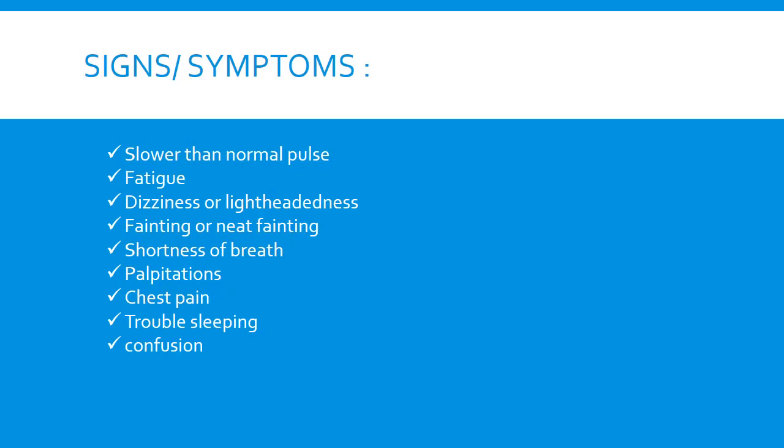So the signs and symptoms of Sick Sinus Syndrome include slower than normal pulse, fatigue, dizziness or lightheadedness, fainting or near fainting, shortness of breath, palpitations, chest pain, trouble sleeping, and confusion, and many of these signs and symptoms are due to reduced blood supply to the brain.